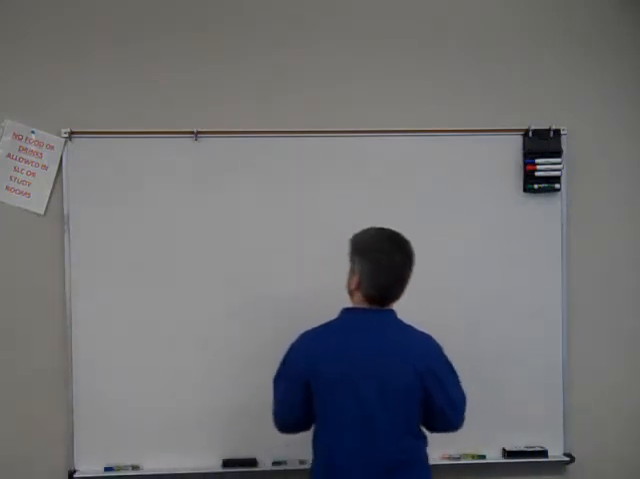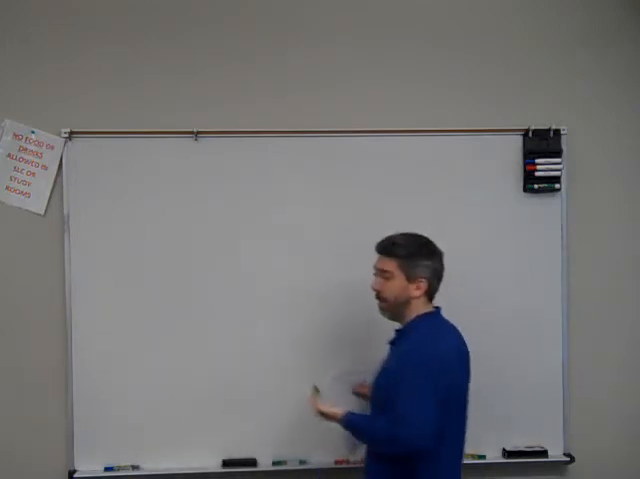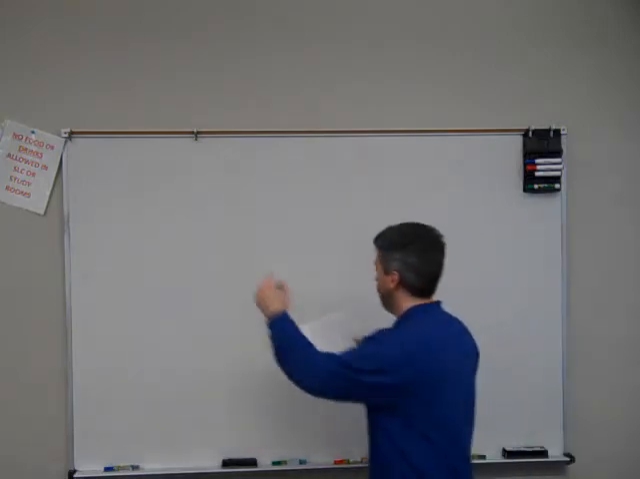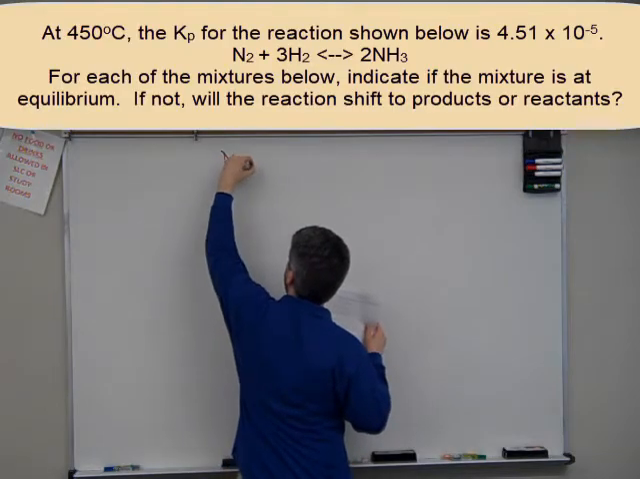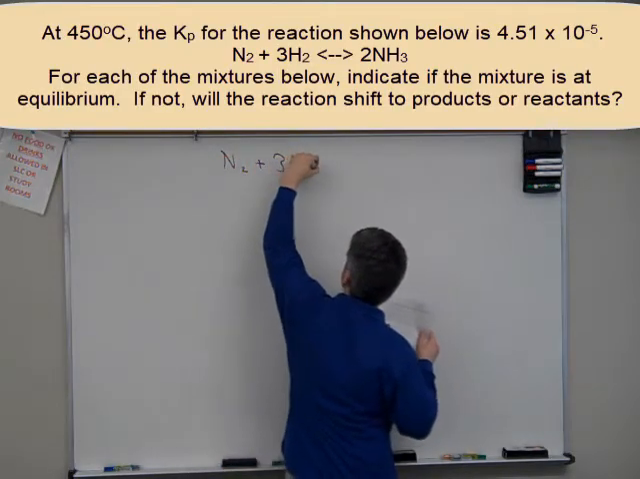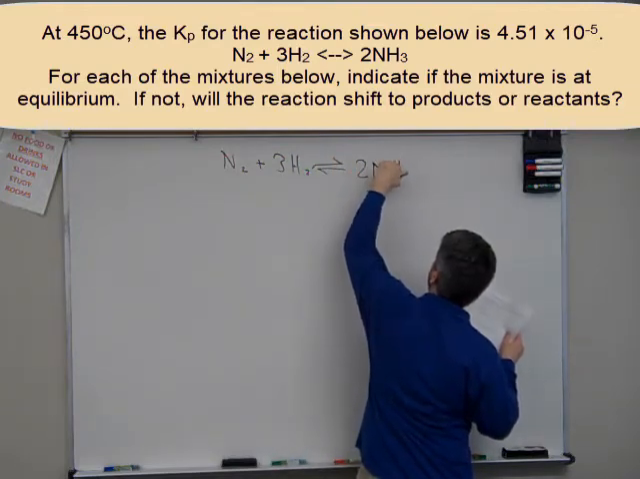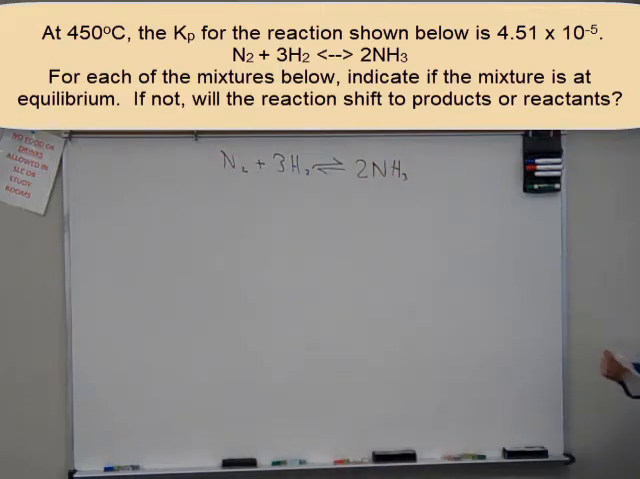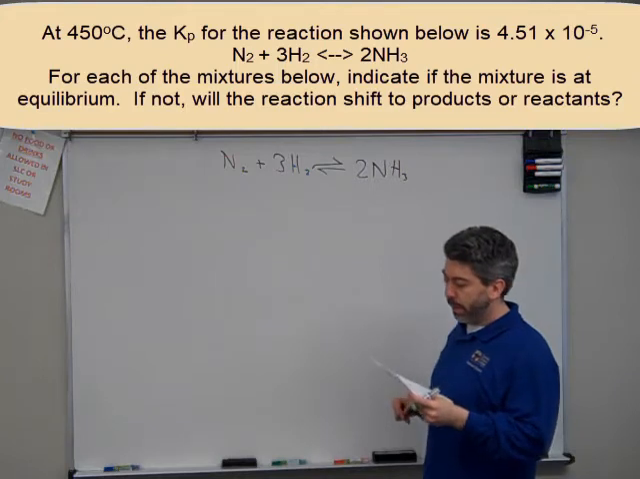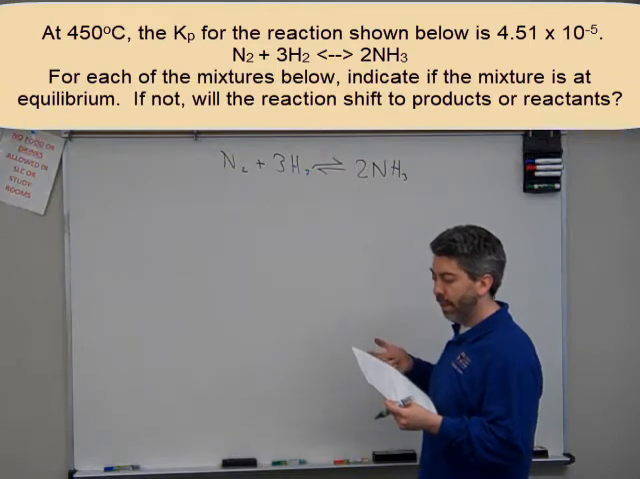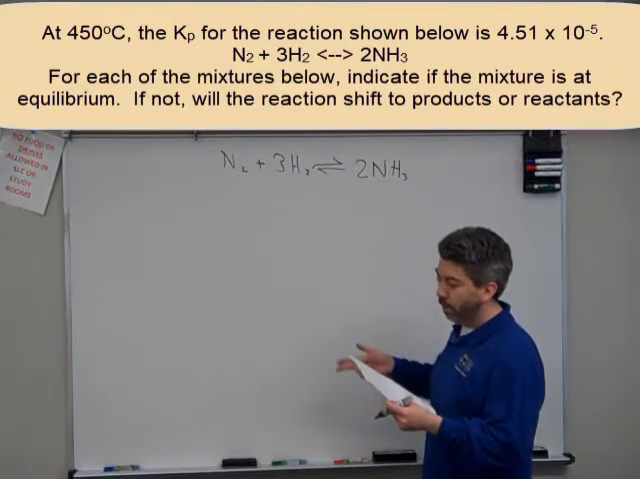For any given reaction, Q is essentially the same expression as K. It's just that the Q ratio is the ratio at any point in the reaction, whereas K is a constant because it's the ratio only at equilibrium. The equation given here is N2 plus 3H2 in equilibrium with 2NH3, and these are all gases, of course. Now it says, for each example mixture below, identify if it's going to shift towards the products or towards the reactants.